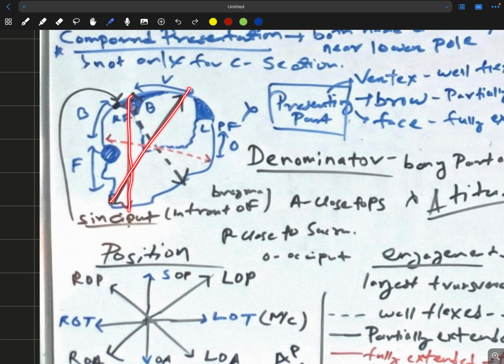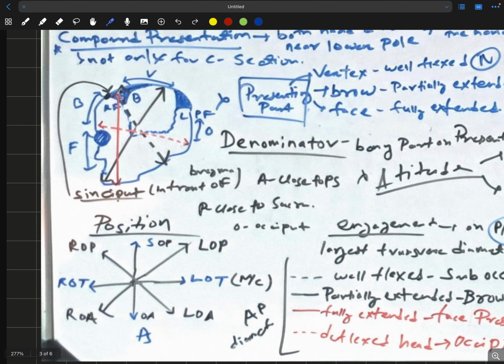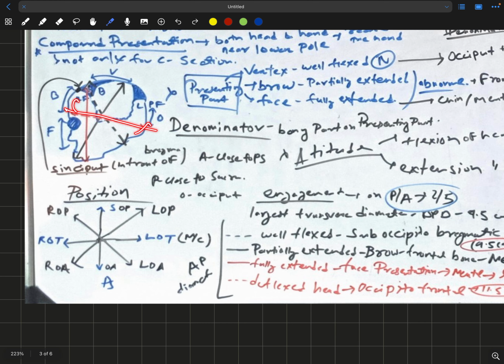This is the mentovertical diameter. Sorry, this one is the submentobregmatic diameter. This is the mentovertical diameter, this is the submentobregmatic diameter, and this is the suboccipitobregmatic diameter. Now we have one diameter left, that is called the occipitofrontal diameter, from occiput to frontal bone.